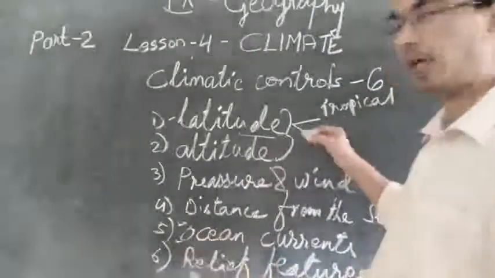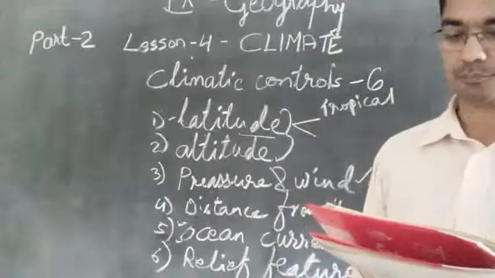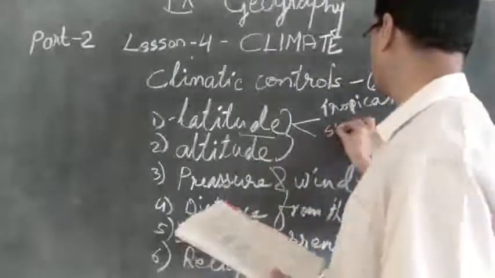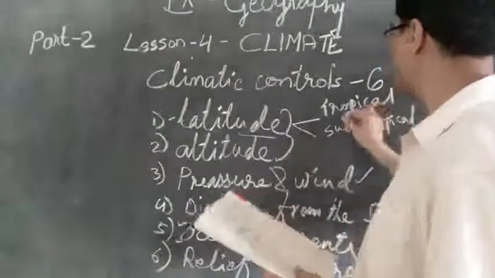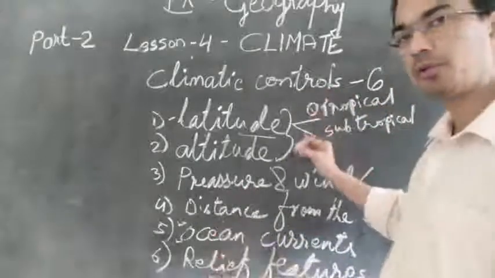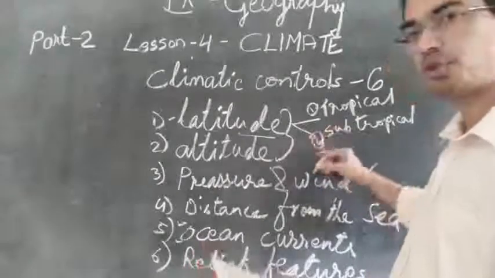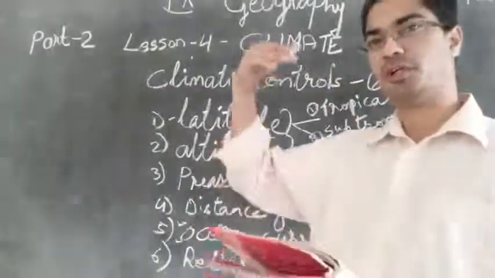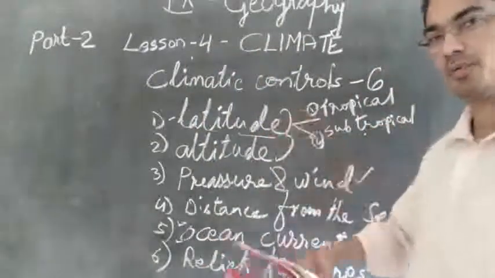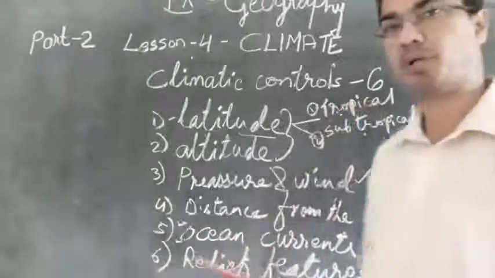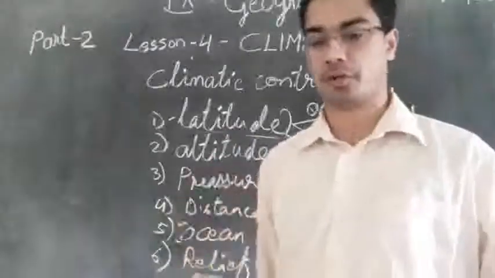Then another part is subtropical climate. So this one is below the Tropic of Cancer, and this one is above the Tropic of Cancer. So the northern part of India experiences subtropical climate, and the southern part of India experiences tropical climate. It is because of the latitude, because of the location of our country.